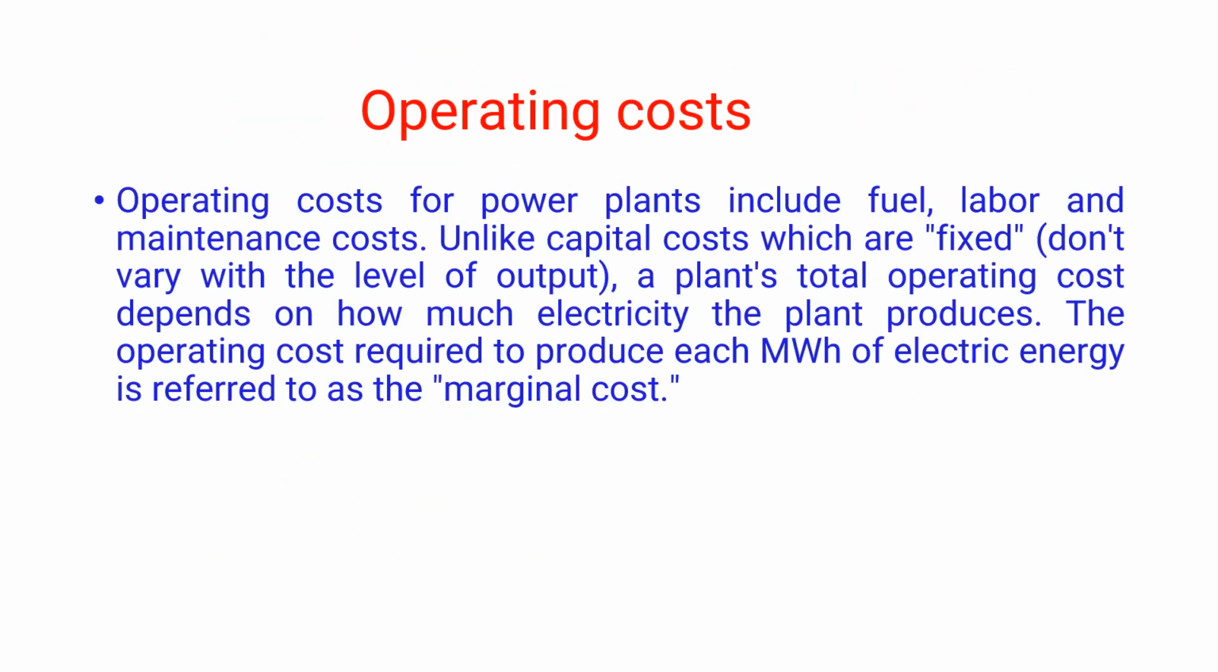Operating cost is the second part of this cost. The fixed cost is the major cost; the second one is operating cost. The operating cost for power plants includes fuel, labor, and maintenance cost. Unlike capital costs, which are fixed and don't vary with the level of output, that's why it is called fixed cost. A plant's total operating cost depends on how much electricity the plant produces. The operating cost required to produce each megawatt hour of electric energy is referred to as the marginal cost.